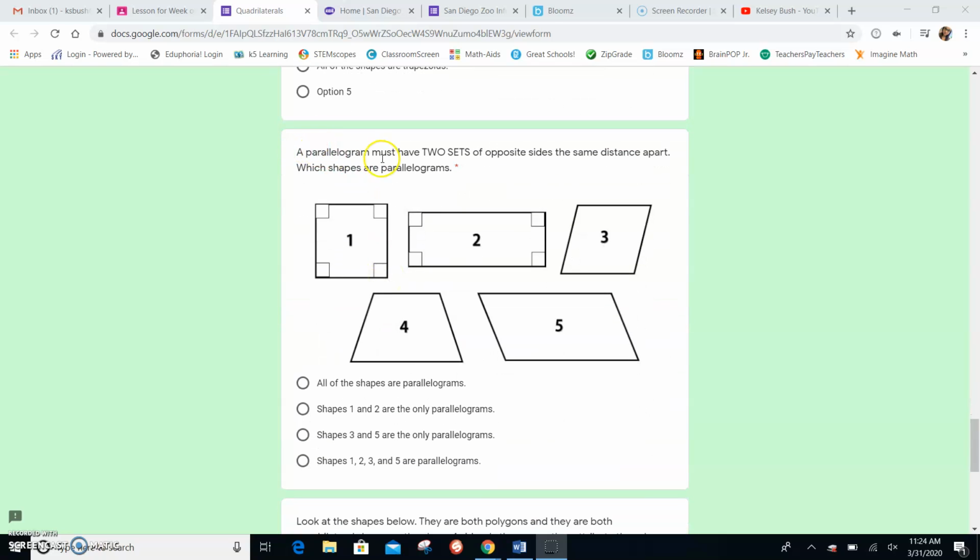A parallelogram must have two sets of opposite sides the same distance apart. Which shapes are parallelograms? All of the shapes are parallelograms. Shape 1 and shape 2 are the only parallelograms. Shapes 3 and 5 are the only parallelograms. Shapes 1, 2, 3, and 5 are parallelograms.